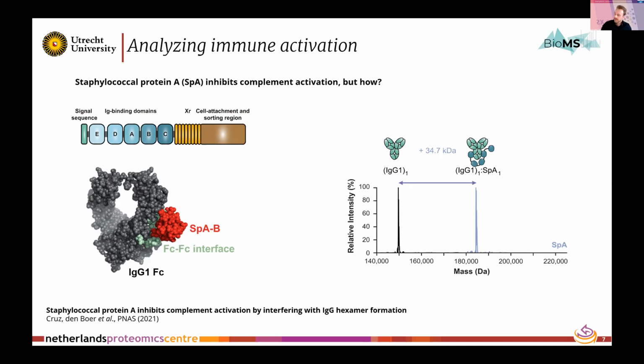First of all, we wanted to see if we can use native MS to measure the binding of this protein, SPA, and this is what you see on the right here. This told us that even though IgGs have 2 identical sites, and SPA has 5 separate binding domains that in theory may each be able to bind an IgG, the interaction is only 1-to-1. So we hypothesized, therefore, that SPA sort of wraps itself around the IgG.